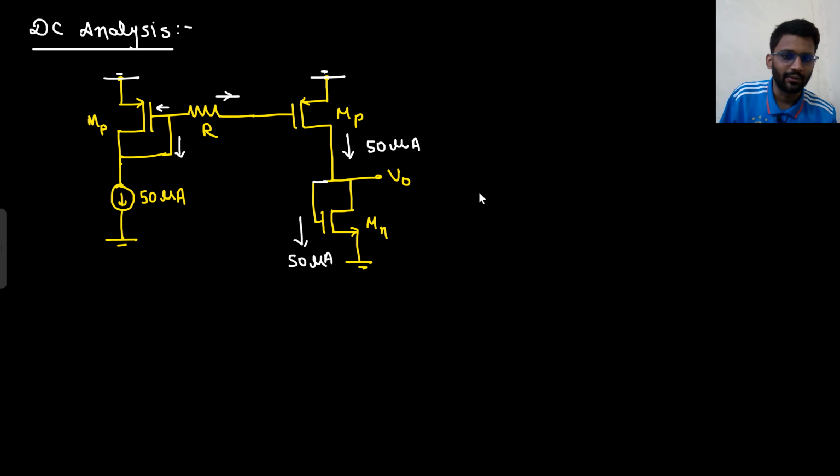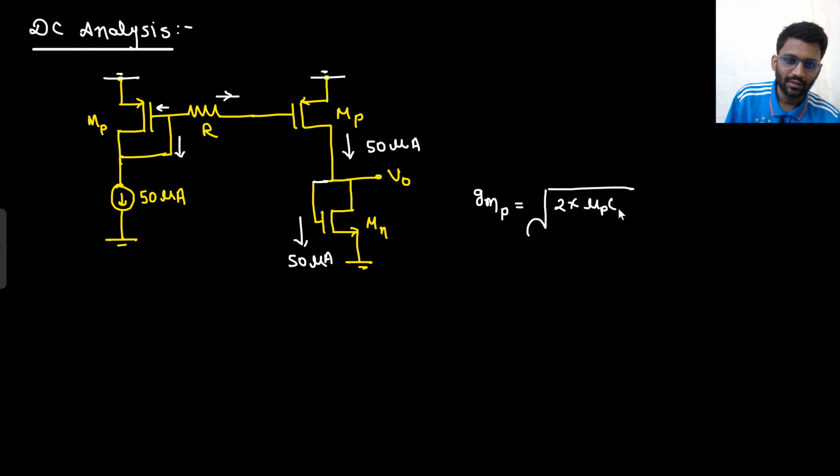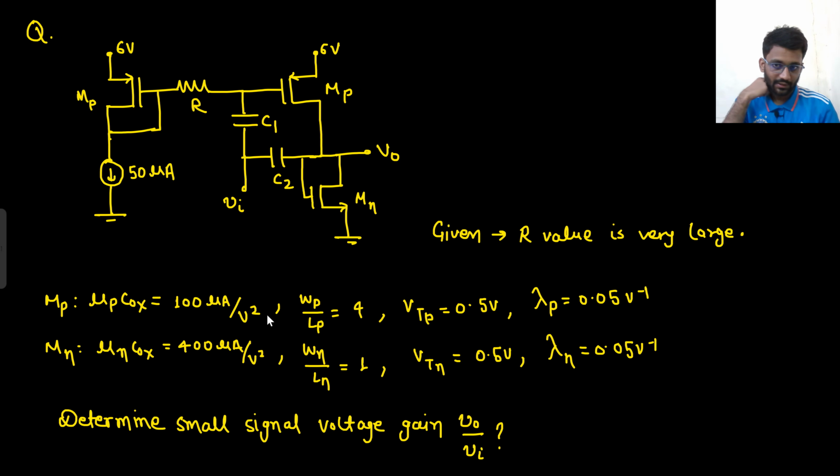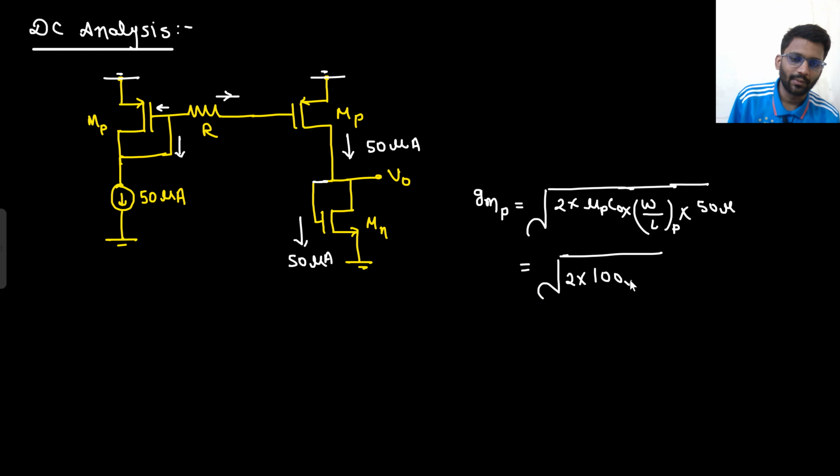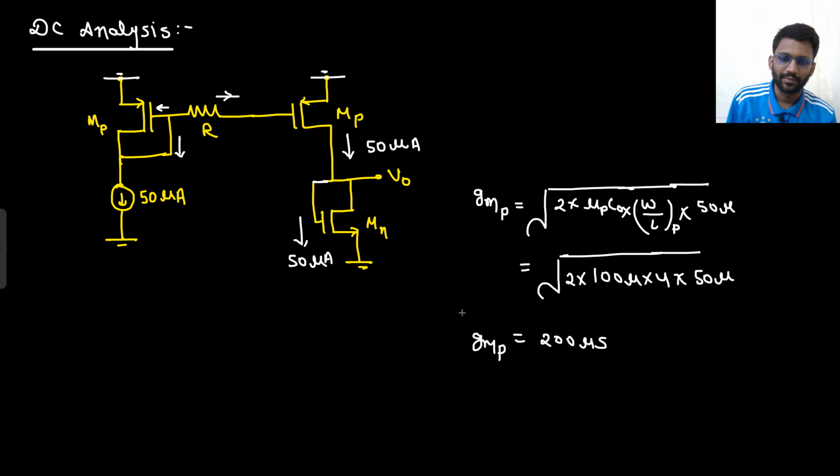So how can you write the gmp and gmn values? I'm writing the value for gmp, because both of them will have the same gm value, since both have the same current. That value would be root of 2 into mu p Cox W by L of P into ID, that is 50 microampere. Putting in the values, 2 into 100 micro, W by L is 4, into 50 micro, gives 200 micro Siemens. This is your gmp value.